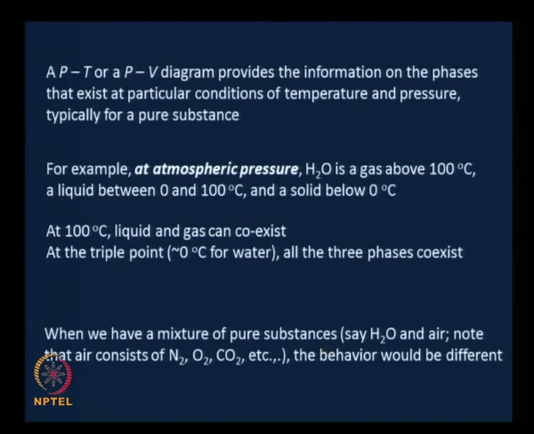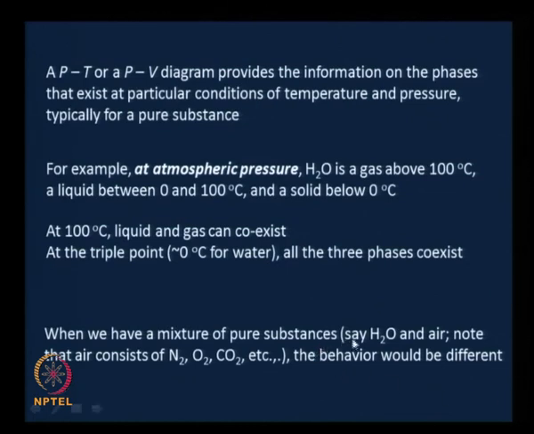Now we need to distinguish this pure substance from what we normally come across, which is a mixture of pure substances. I have given this example before, and just to drive home the point clearly, let me give it again. When we have a mixture of pure substances, say water and air, this is something that we find around us all the time. There is air and there is some water vapor in it. And the air itself consists of different species, nitrogen, oxygen, carbon dioxide and so on. Therefore, this mixture of water vapor and air contains all these plus water vapor.